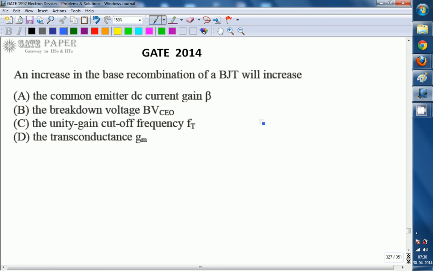Hello, we are discussing the GATE 2014 ECE paper, and the topic is related to electronics. An increase in the base recombination of a BJT will increase: A, the common emitter DC current gain beta; B, the breakdown voltage BVCEO; C, the unity gain cutoff frequency f tau; D, the transconductance gm.